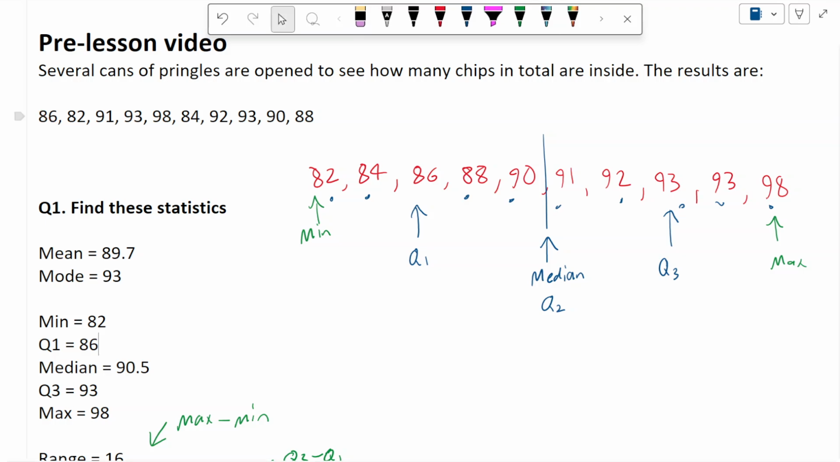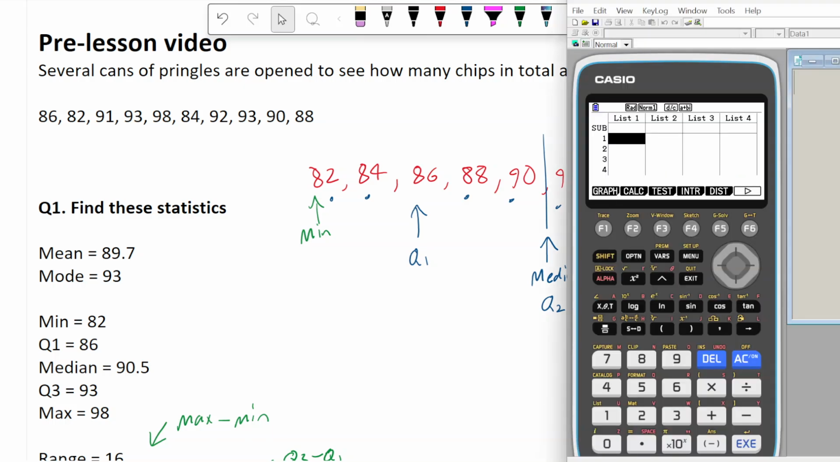You can actually just enter the original list of data, you don't need to put it in order. So I'll do that, and we'll enter 86 for the first one, 82 for the second one, 91, 93, 98, 84, 92, 93, 90, and 88. And then we should have 10 things, which we do.